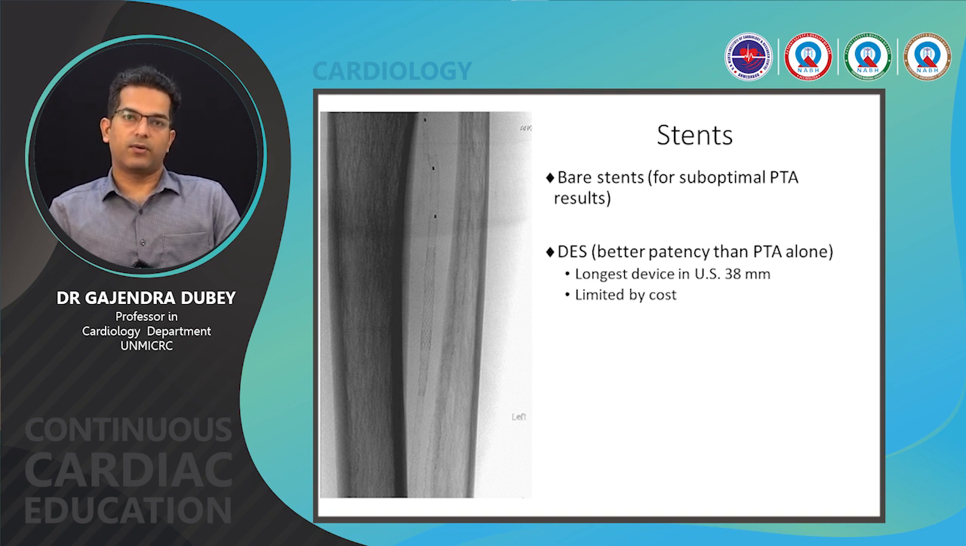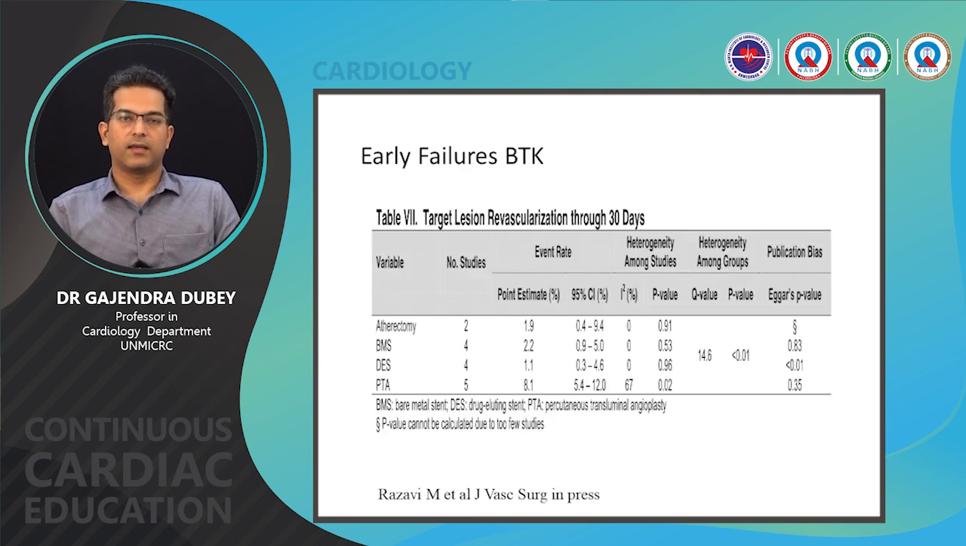So drug-eluting stents generally have much better patency than PTA alone, but the problem with them is that the longest device available is only 38 millimeter, and the occlusions in lower limb are generally long, say like 100 millimeter or even longer. So one may require multiple stents. So the cost is a limiting factor. So what is done is generally the areas which have flow limiting dissections, they can be stented with a DES, and the rest or remaining areas can just be left after doing a balloon dilatation. So if we look at the early failures of BTK, the PTA is associated with slightly higher failure rates as compared to stents and atherectomy.